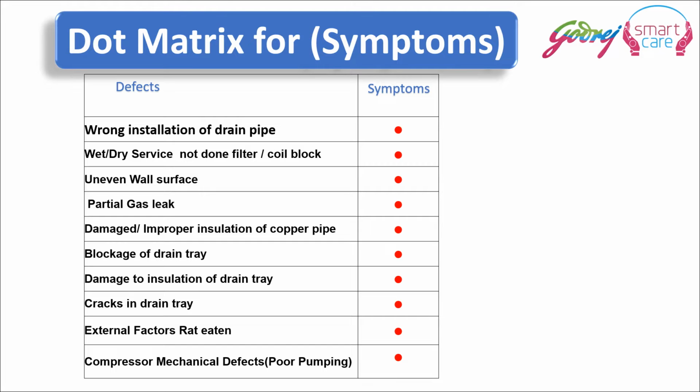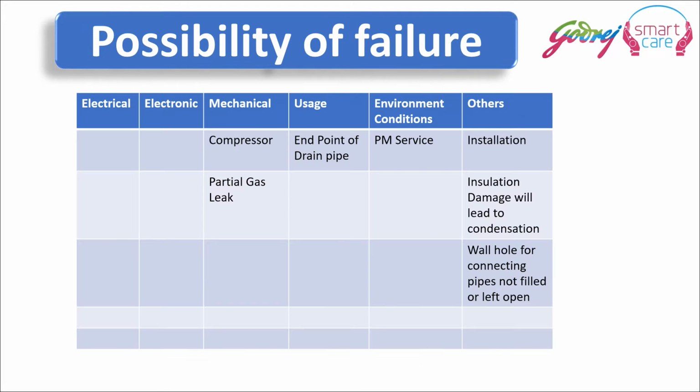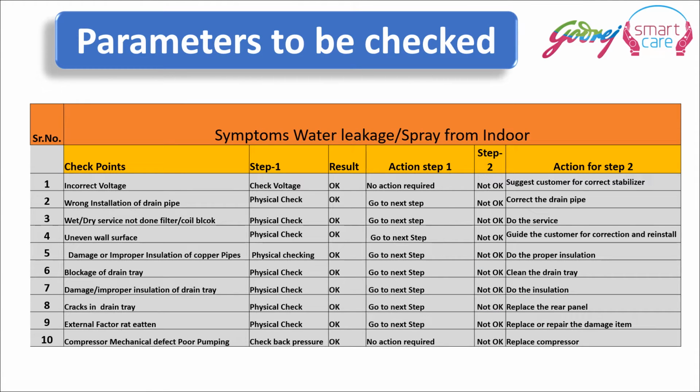There is damage to the insulation of the drain tray. There is a blockage of the drain tray. There are cracks in the drain tray. There are some external factors like rat bites to the drain pipes or tubes. There could be some compressor mechanical defects also. Poor pumping of the compressor could be one of the reasons, which can eventually lead to water leakage from the indoor unit in some rare cases. So we put them under mechanical, usage, environment conditions and other conditions. Now we start checking each and every one of these possible defects one by one.